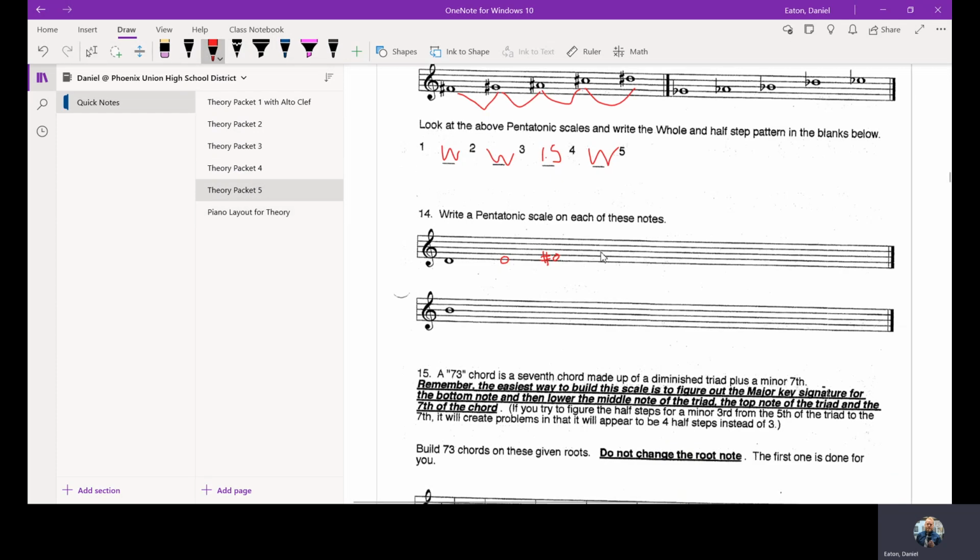Here I go. So I'm going to skip this all the way up to A natural, and then I do another whole step up to B natural. So there is my pentatonic scale for D major.